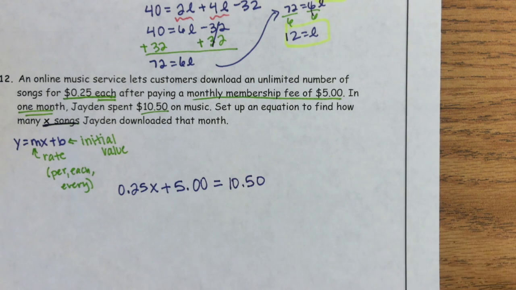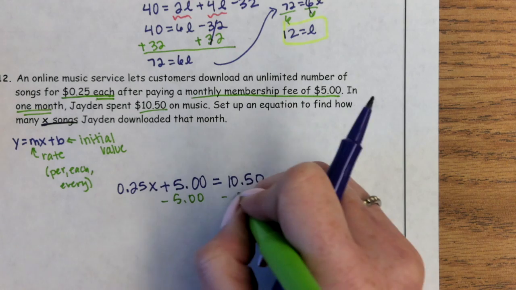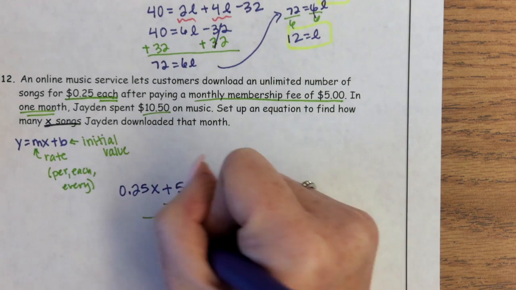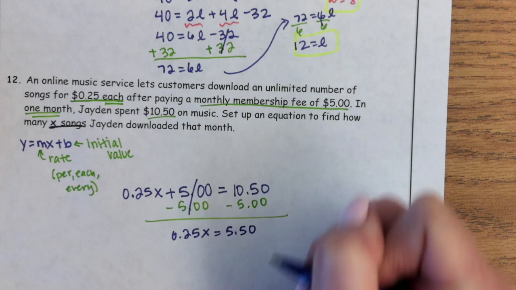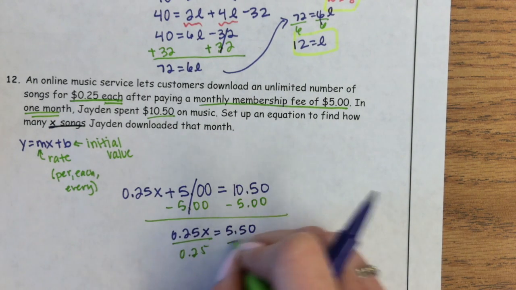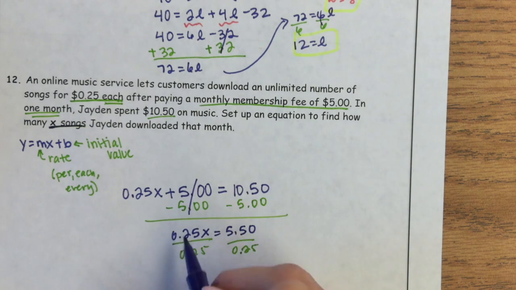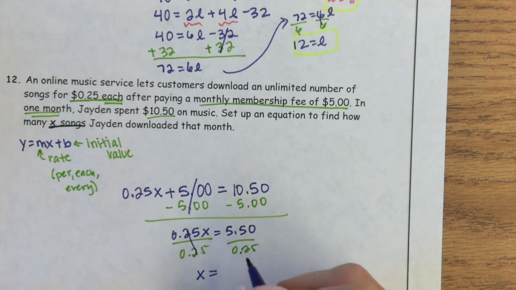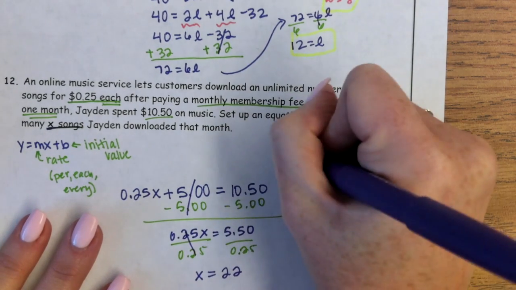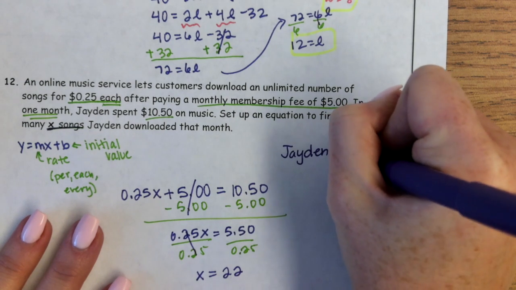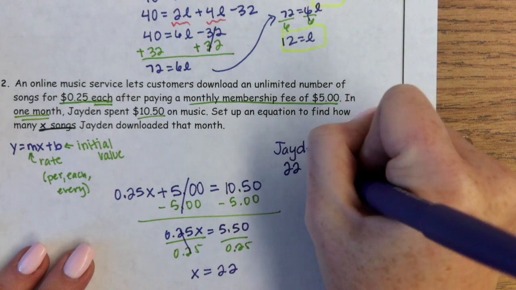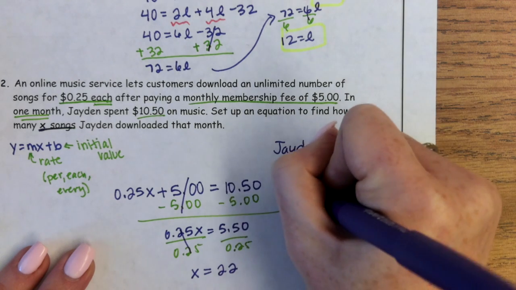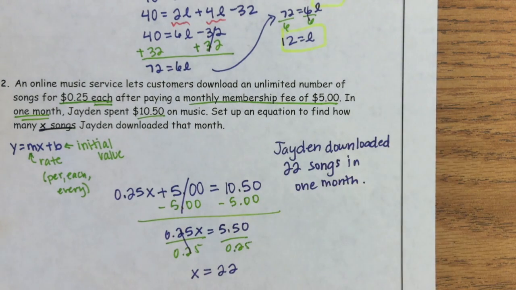So now we can figure out how many songs he downloaded that month. We get the term with the variable by itself first by subtracting that $5. That's gone. I'm left with 0.25x equals 10.50 minus 5 is 5.50. Then we divide both sides by 0.25, and you can put that in your phone calculator and it'll give you the answer: x equals 22. So we can say Jaden downloaded 22 songs in 1 month. And that's your answer.